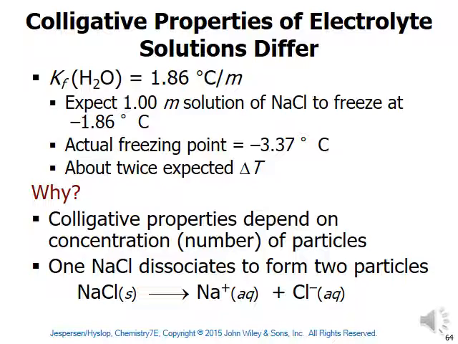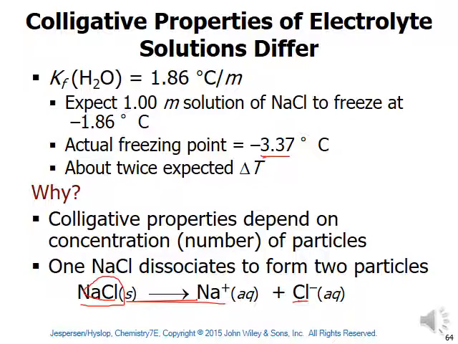And this relates to it: when you put sodium chloride in water, if you just assume that sodium chloride is just one particle, then it behaves according to the equation that we have. But when you do that, it turns out that the actual freezing point isn't what you expect it to be. It's almost twice as high, and that's because it breaks into 2 particles, and each particle is going to affect the freezing point.